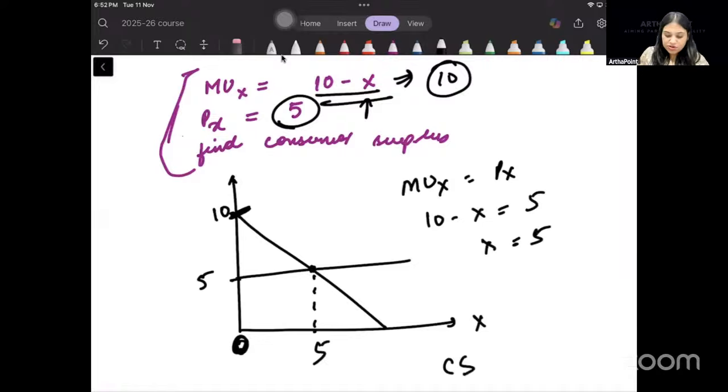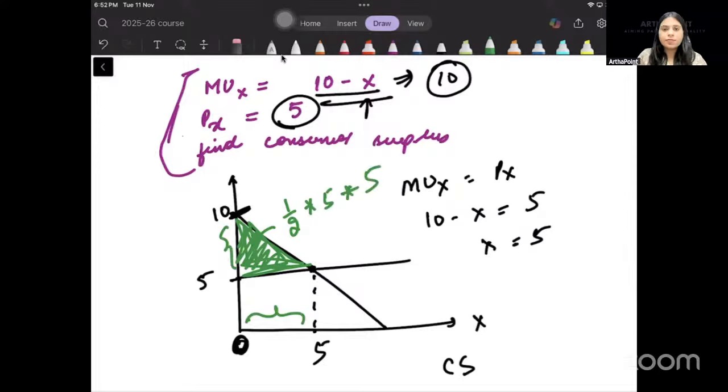Now what is consumer surplus? This area. So you find the area of this triangle. Half base times height. This will be 12.5. Correct. All of you are correct. It will be 12.5. That's right. Any doubt in this? Anyone?